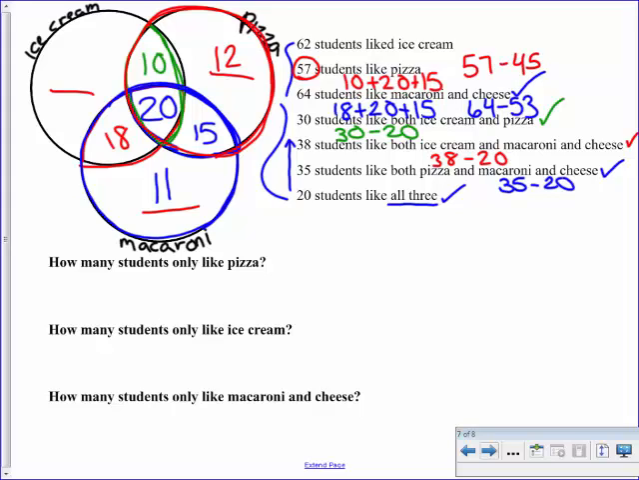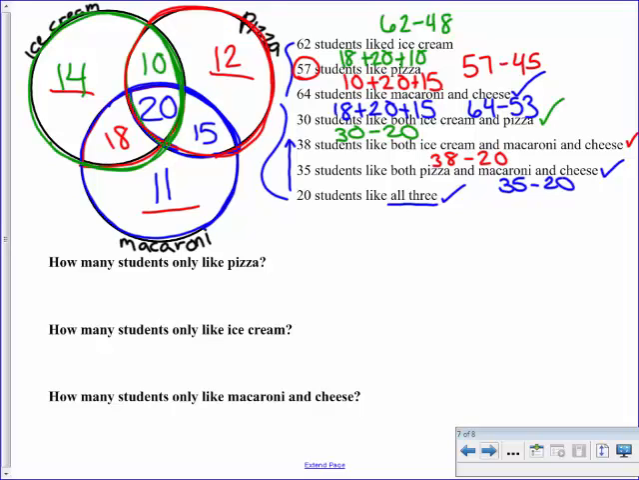And lastly, the ice cream. Okay, 62 students like ice cream. Once again, when we highlight just this bubble here in green, we already have 18 plus 20 plus 10 in that section. So when you add that up, you will have 48 already inside the bubble. So 62 minus 48 will leave us with the 14 that will represent the only ice cream part. So now, whew, we have everything filled in.